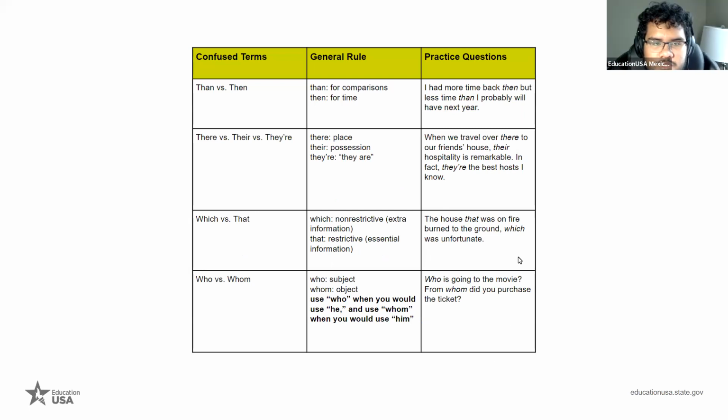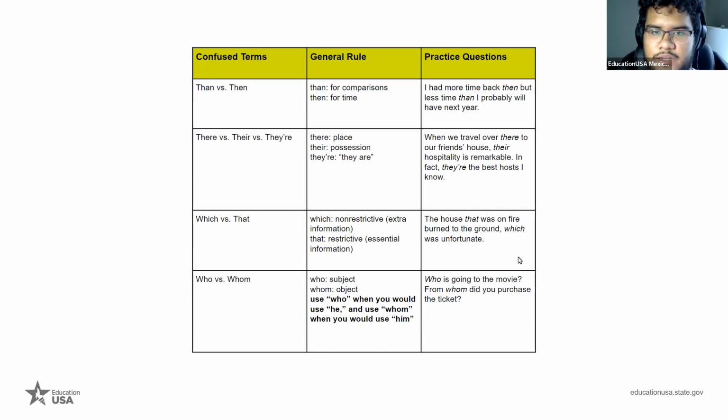Sure thing. So let's start with the first one here, which is the difference between "than" versus "then". The word "than" with an A is used for comparisons between two things, and "then" with an E is for time, referring to a specific moment in time. We can see that demonstrated in this sentence here.